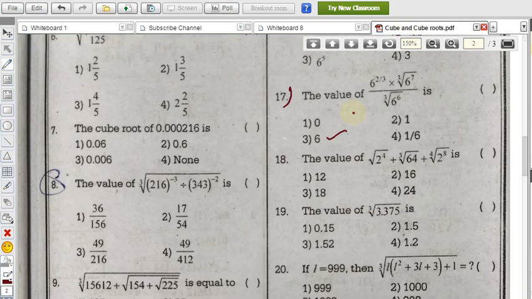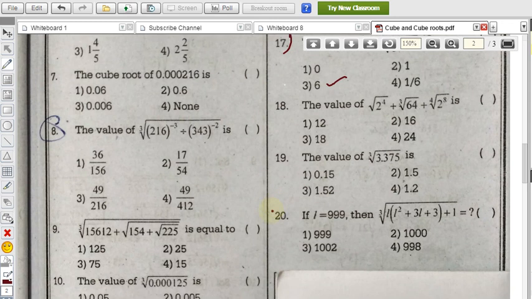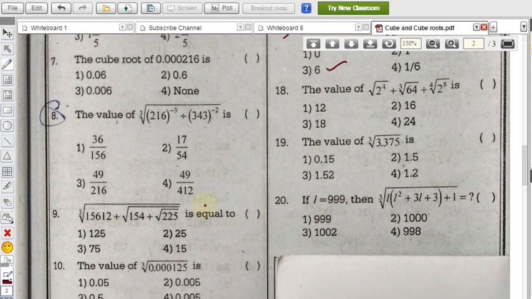Similarly, this 18 also, this is a square root of 2 to the power 4.